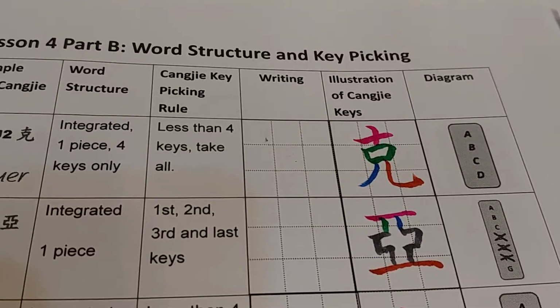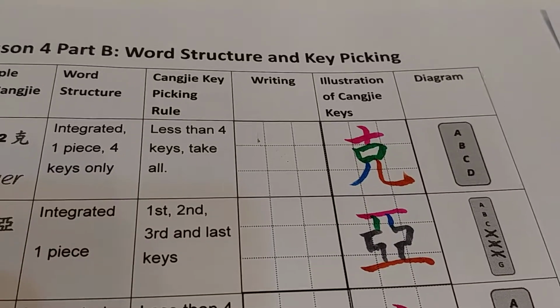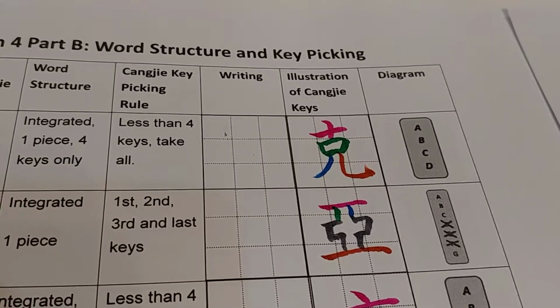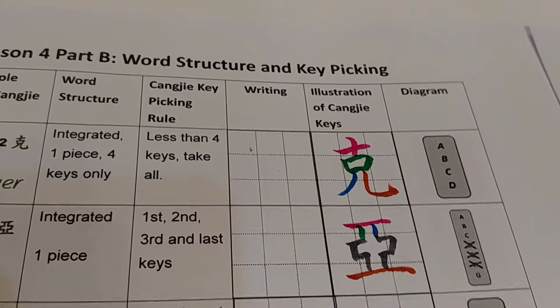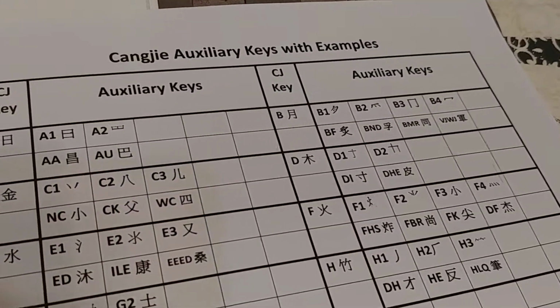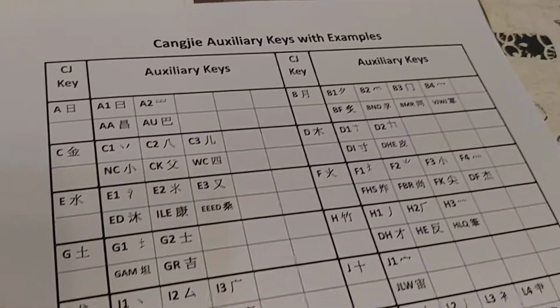Guys, welcome to lesson 4, part B, word structure and key picking. Before you start, please download the worksheet for your practice and also prepare this Changjie auxiliary keys table by your side.